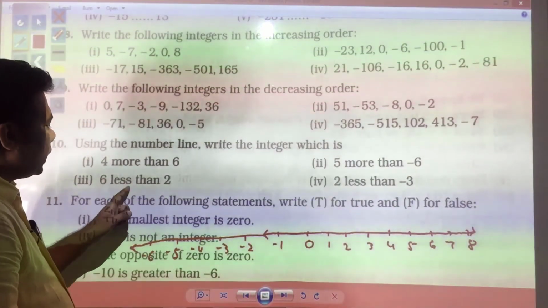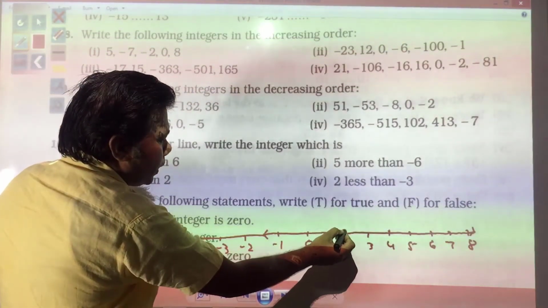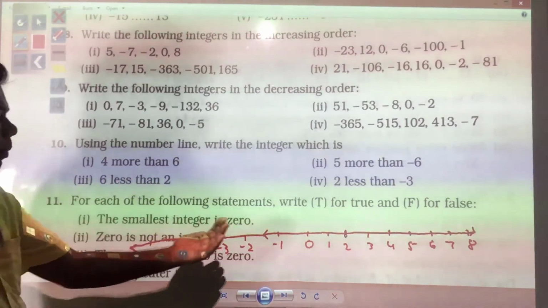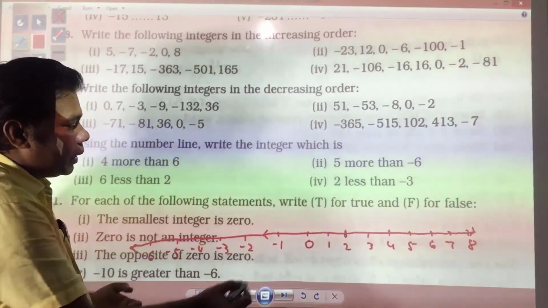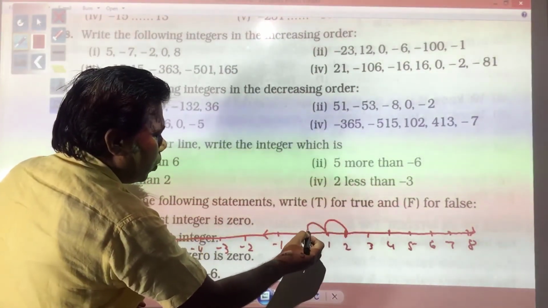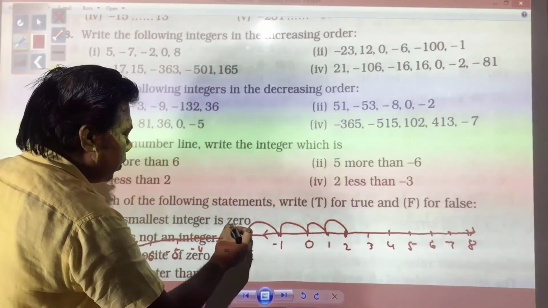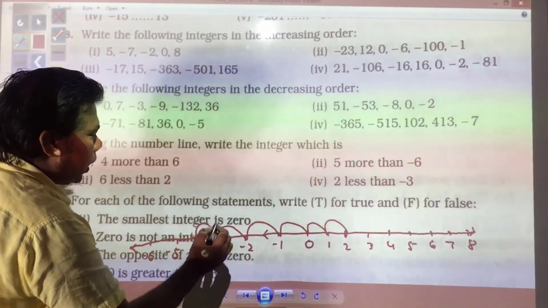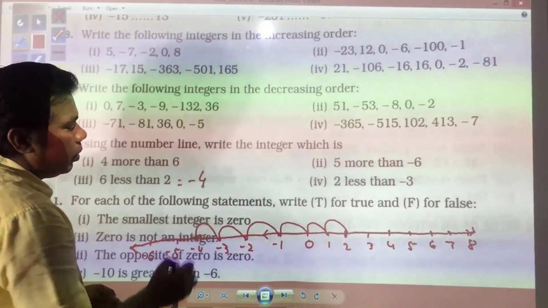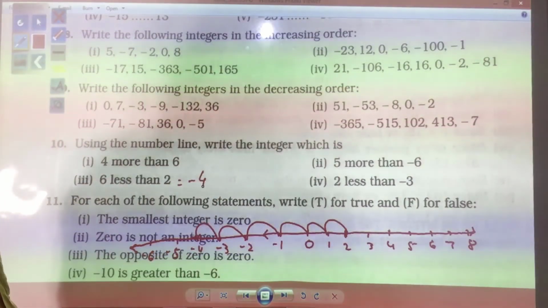Here you see 6 less than 2, go on 2 first, and 6 less means you need to come leftward 6 times. 1, 2, 3, 4, 5 and 6. So, your answer will be -4. So, in this way this is required to be done.